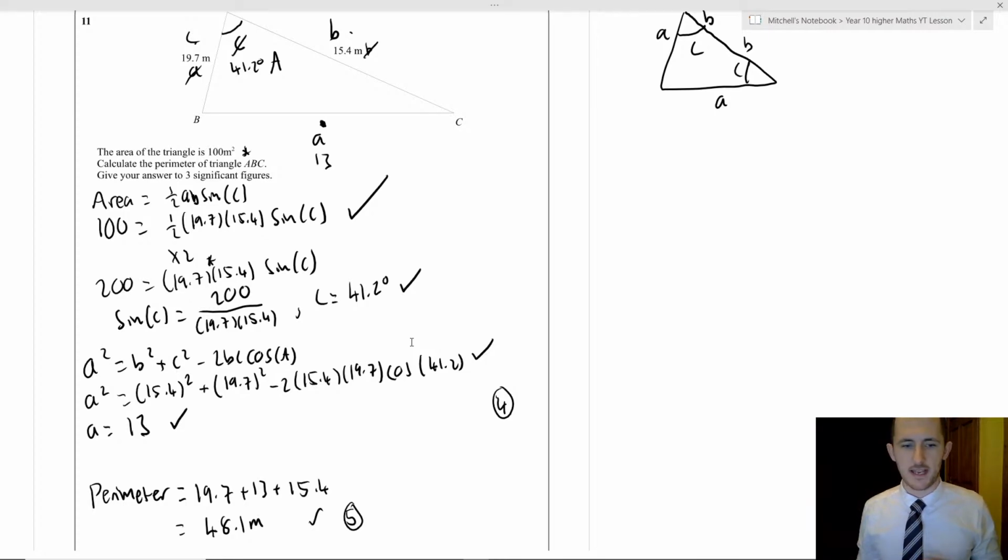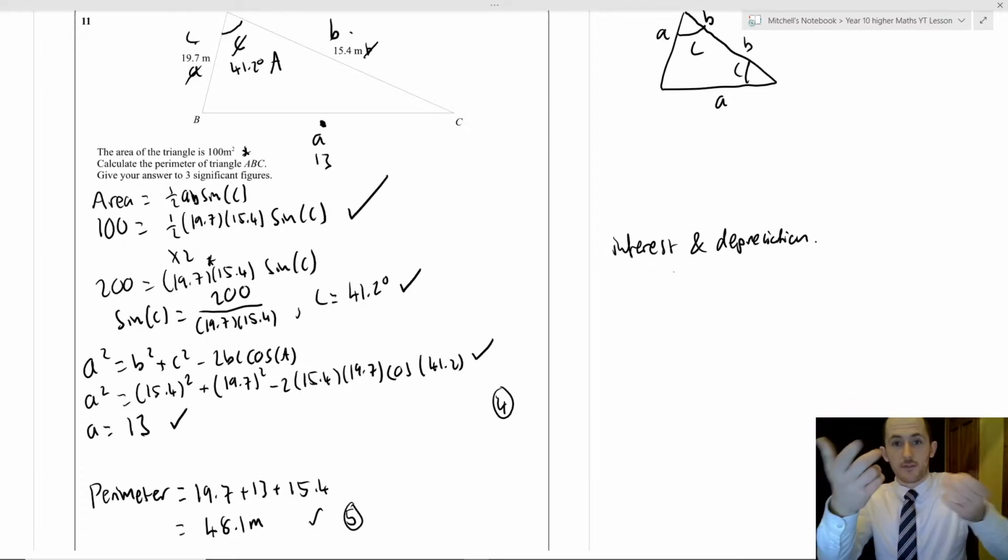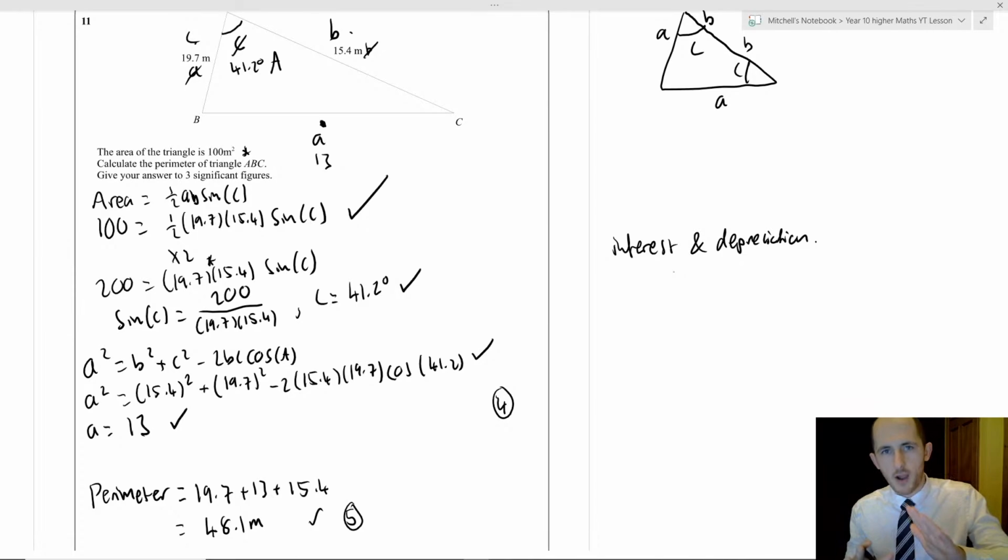And in terms of topics for next week, it does seem like interest and depreciation is what we want to go through. It's a fairly tricky topic because interest is simple and compound. Which ones are you given? Great question. So bear in mind it does kind of change between exam boards. Okay, so please double check.